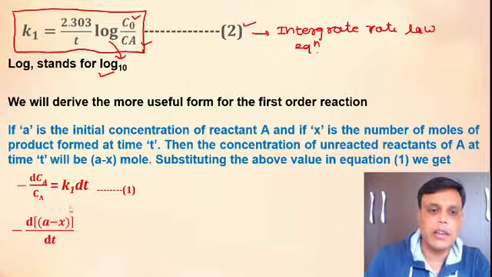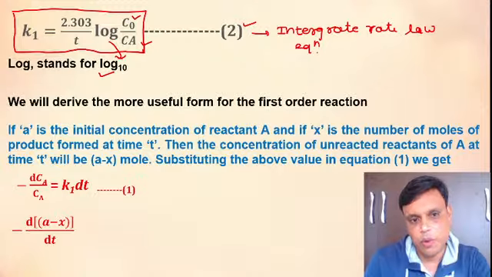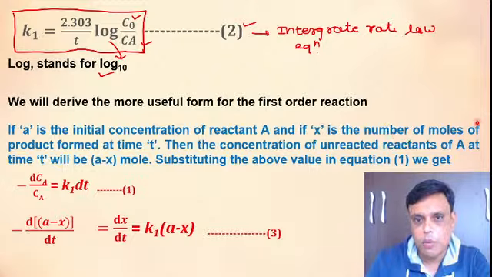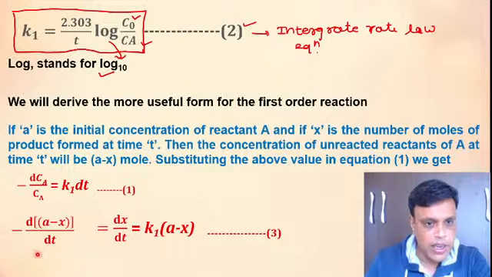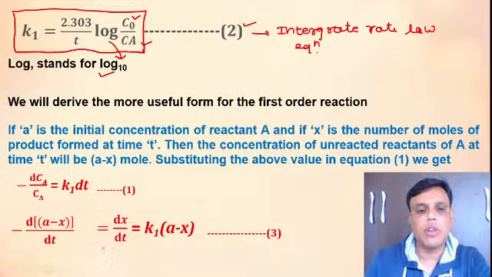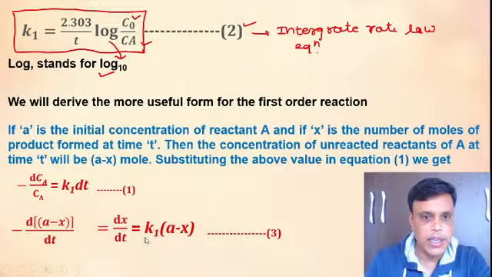Then we will write one more equation in case of product. So here dx is nothing but, what is X? X is the number of moles of the product formed at a time t. Here the negative sign is there because these are reactants, and you know that the concentration of reactant decreases, that's why the negative sign is there. And here there is no negative sign because this is in terms of product, and the concentration of product increases. So dx by dt is equal to k1 into A minus X. We will write this equation in terms of product.